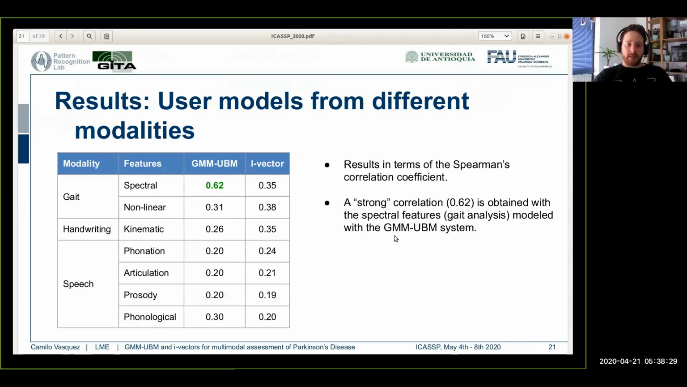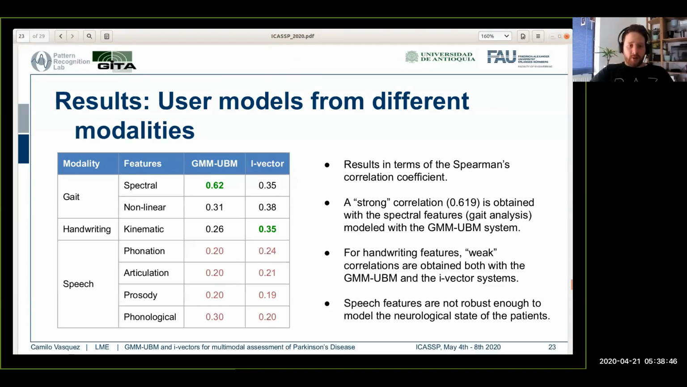This is expected because most of the items used by the neurologists in the clinical evaluation are based on the movement of the lower limbs. For the handwriting features, we observe weak correlations, especially with the i-vector systems. Finally, the correlations obtained with speech features are not robust enough to model the general neurological state of the patient.